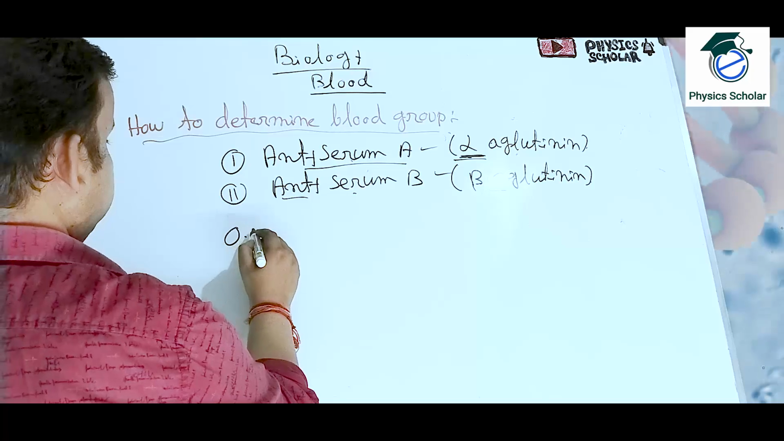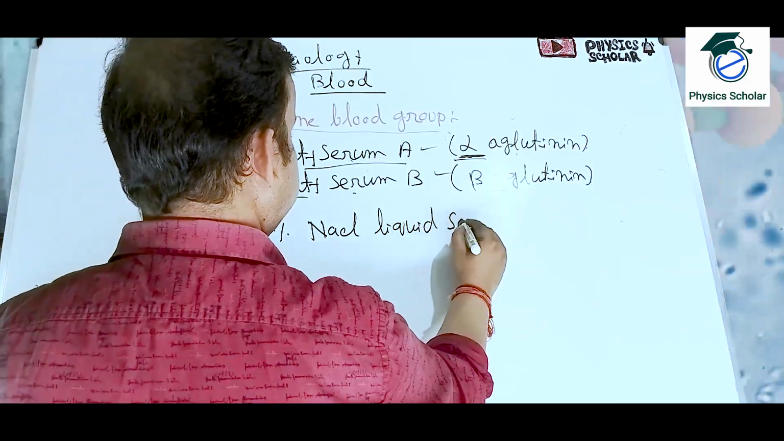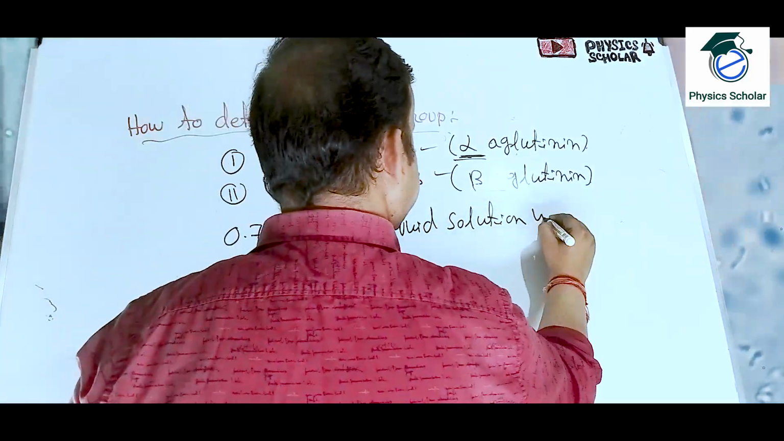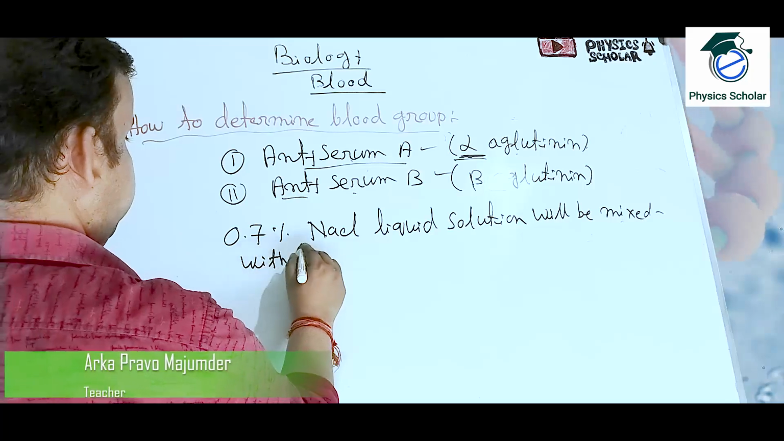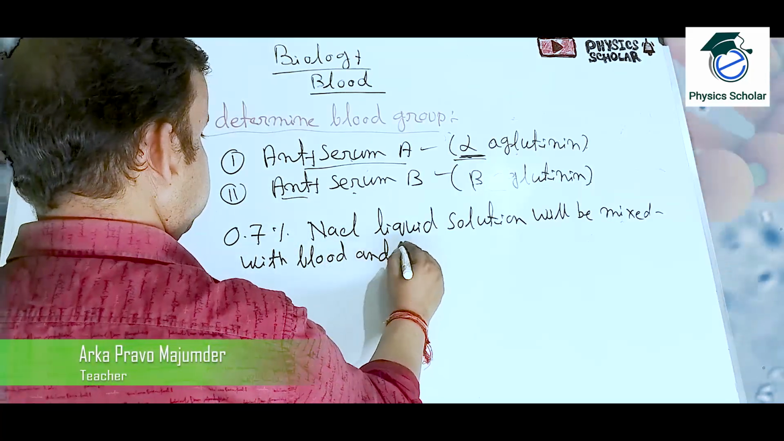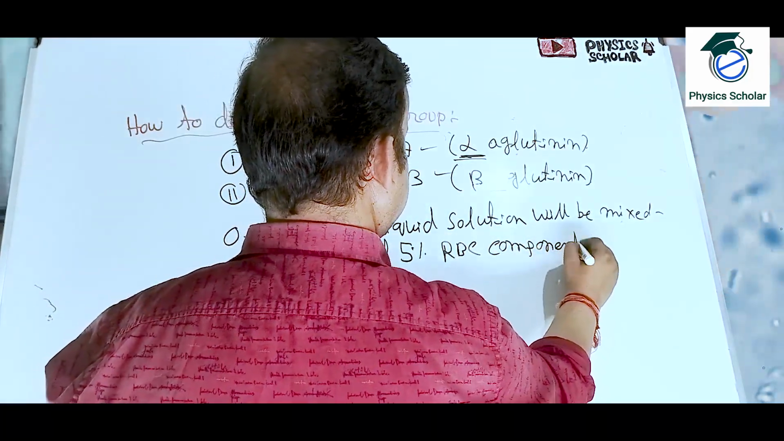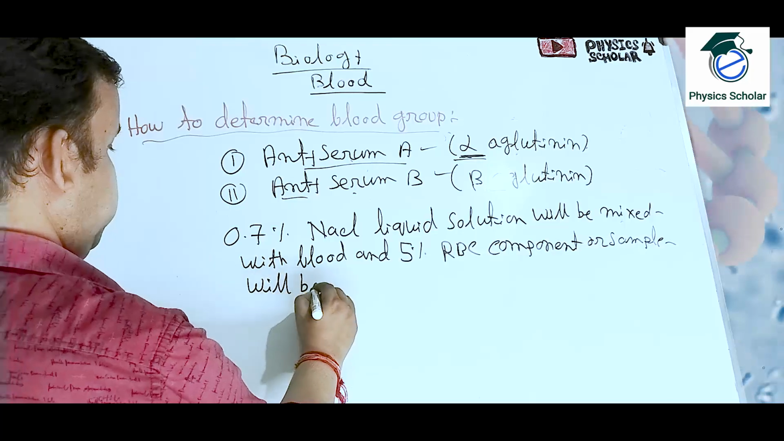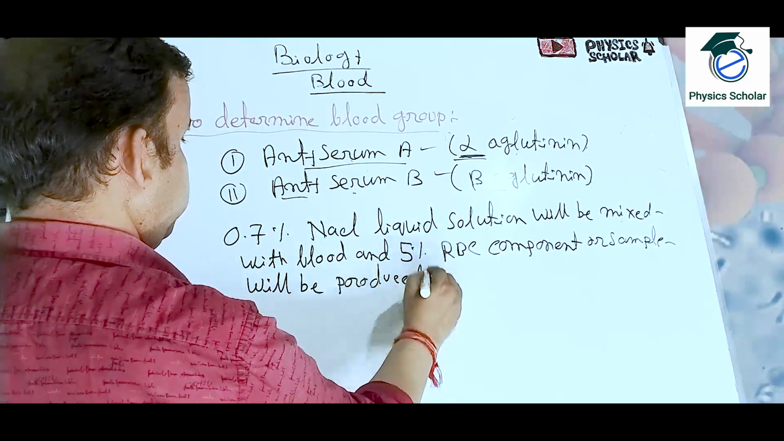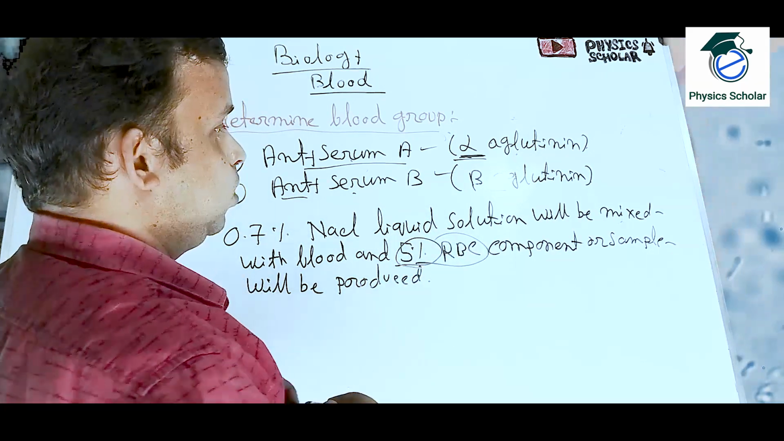So 0.7% NaCl liquid solution will be mixed with blood, and a 5% RBC component or sample will be produced. Okay, so in a test tube, what we will do? We have to mix 0.7% NaCl liquid solution and blood, and we have to produce a 5% RBC solution or sample.